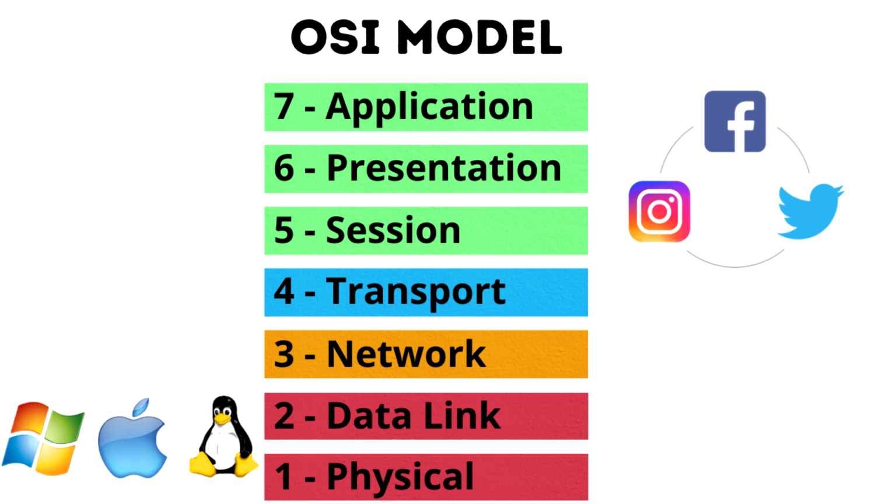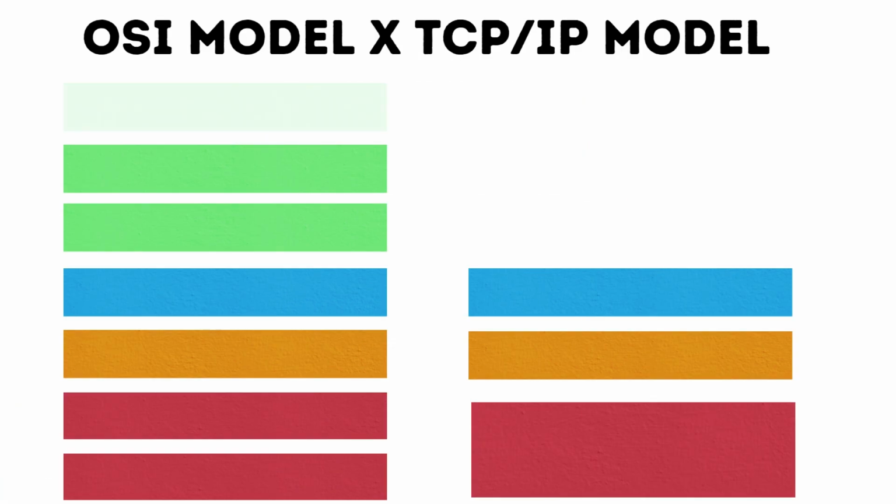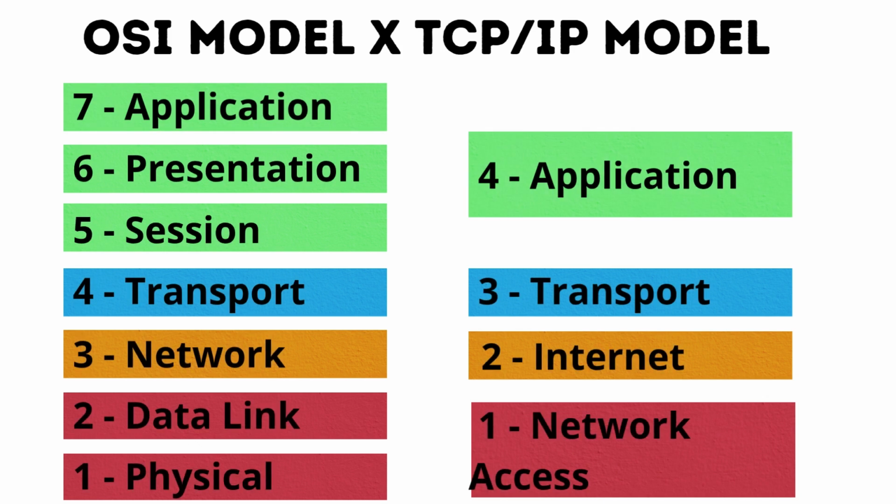Now that we understand the 7 layers of the OSI model, let's compare it to the TCP/IP model, which is the one actually used in practice. The TCP/IP model has 4 layers, and it combines some of the OSI layers into broader groups. So in TCP/IP, layers like session, presentation, and application are merged into a single application layer, and the bottom layers are grouped as the network access layer.